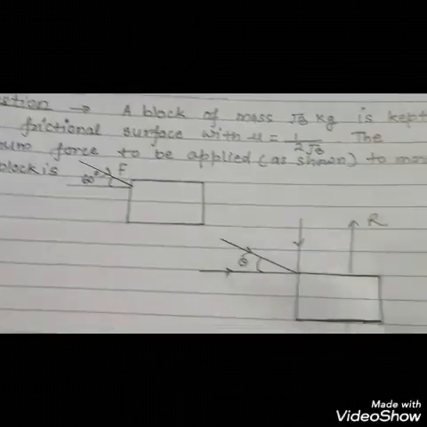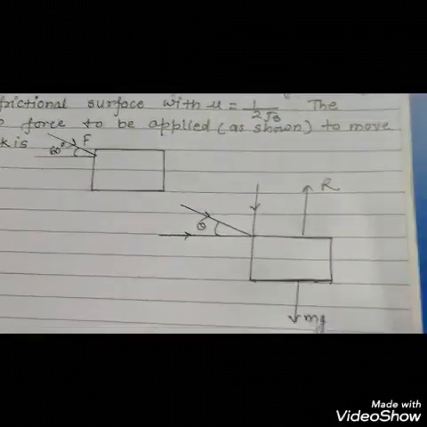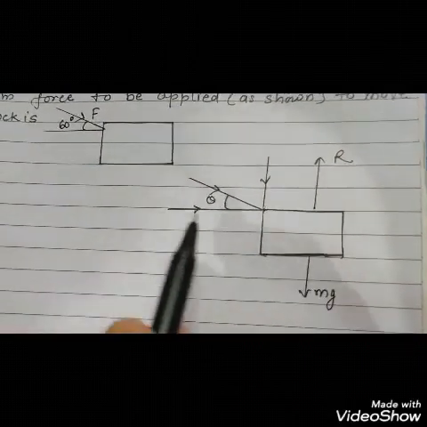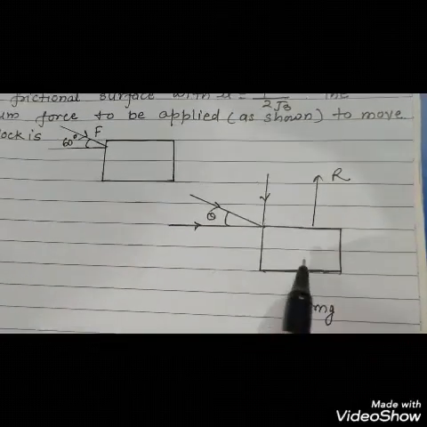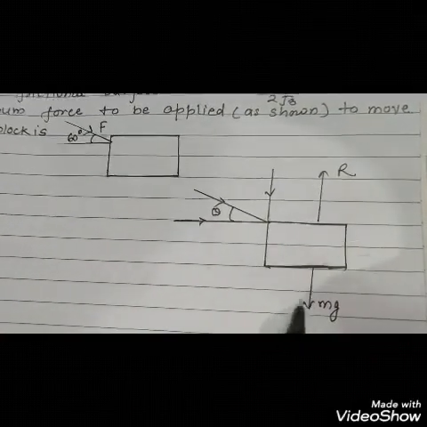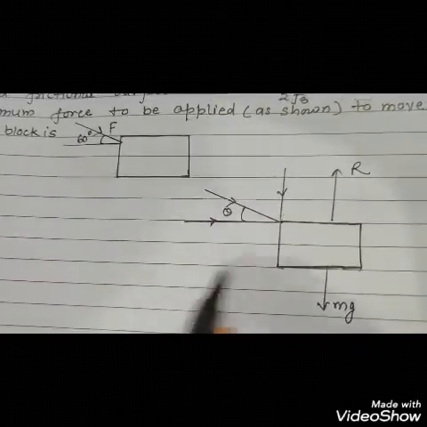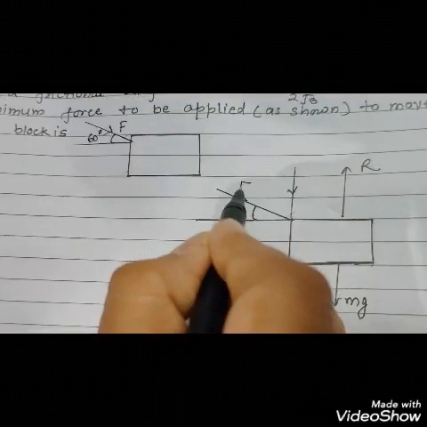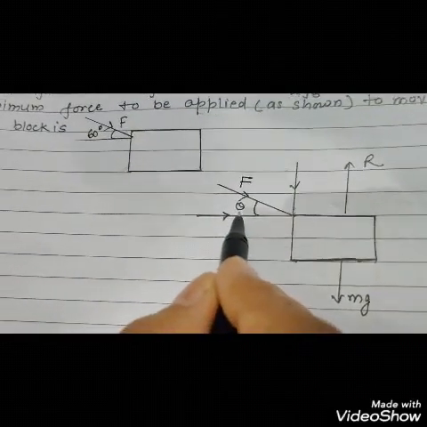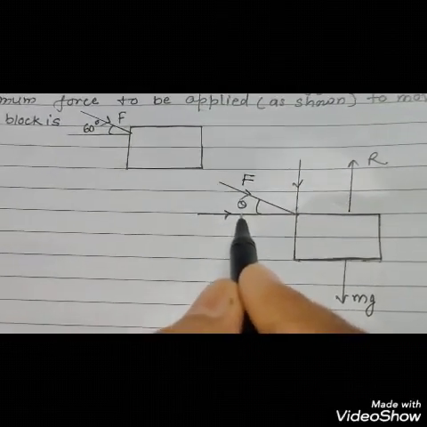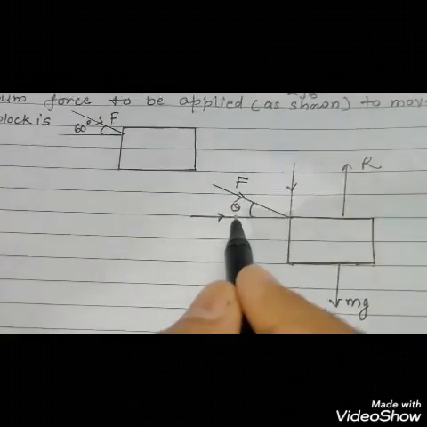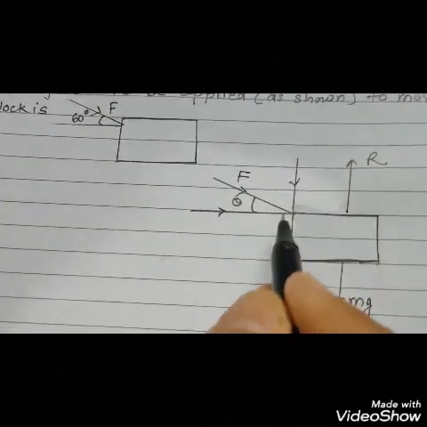So what are the forces which will work on this block? First of all, you will see the mg, the weight of the block, that will be in the perpendicular downward direction, and the force F is applied here. So it is making angle theta. This theta is 60 degree. So it will resolve into two components.